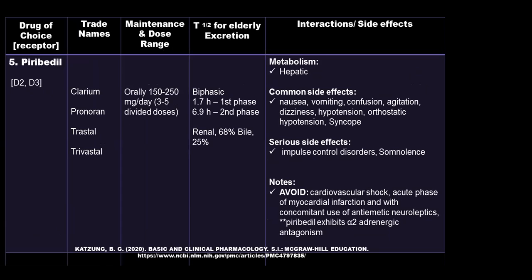So the fifth one would be the piribedil, which is a piperazine-derived drug that produces an agonistic effect on the D2 and D3 dopamine receptors and an antagonistic effect on the alpha-2 receptors. It is given orally with a dose range of 150 to 250 milligrams per day. It is effective and safe in early PD therapy, and it is also implicated in pathologic gambling and impulse control disorders, as well as sudden onset of sleep attack.